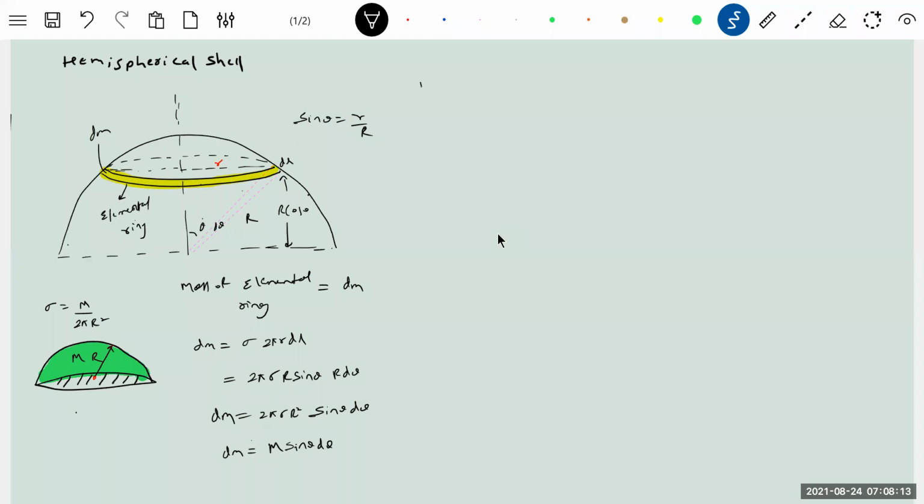Then what is the definition? The center of mass ycm should be equal to the center of mass of the elemental structure, which is at a distance of R cos theta, into dm by total mass. What should be the limit? Zero to capital R, sir? Wait, let me assign it. Now, sir, the center of mass of the elemental ring, where will it be? The center of mass of this will be O, we'll call it. The center of mass of the hemispherical shell will be somewhere here.